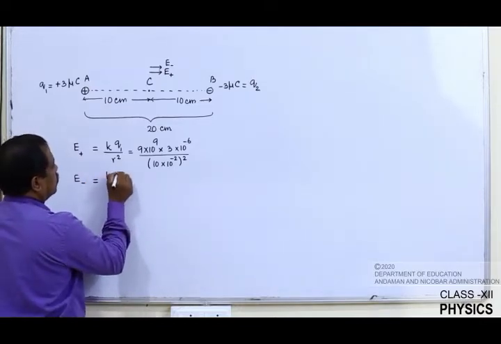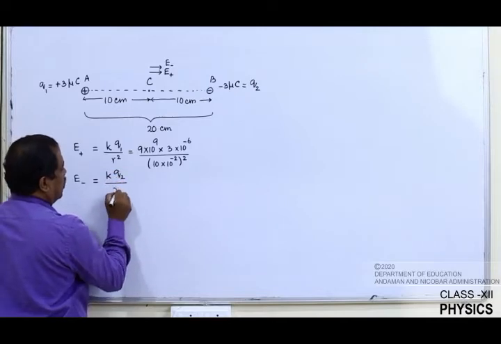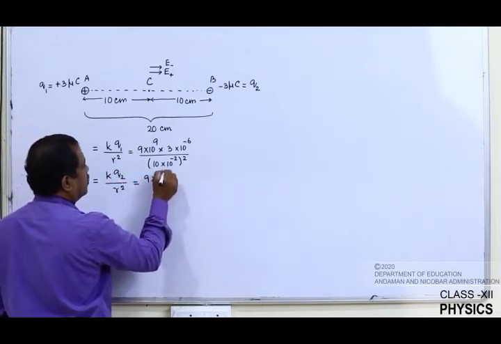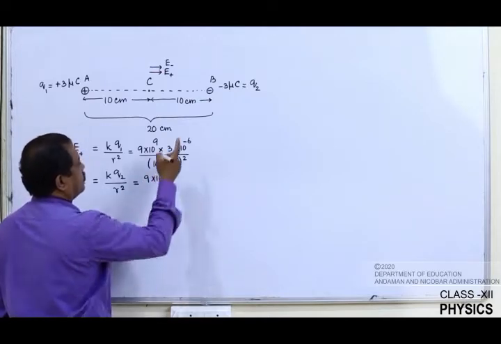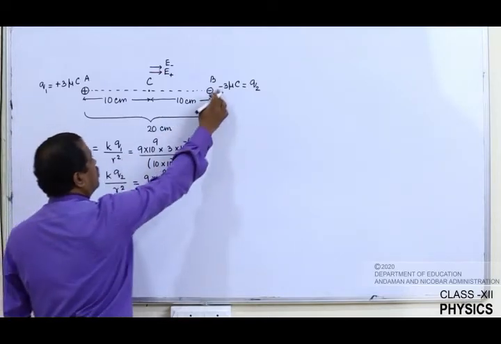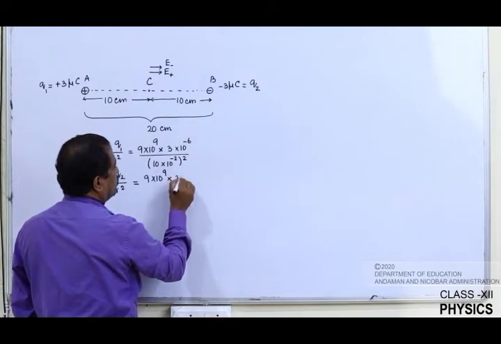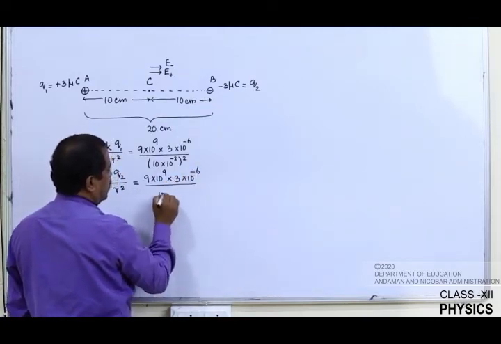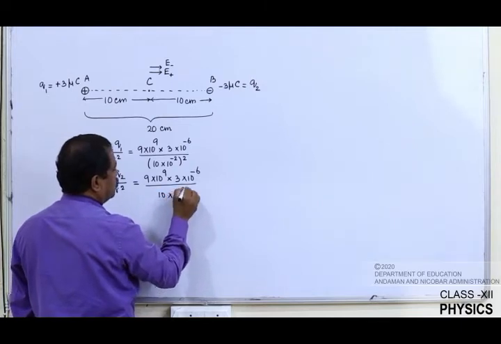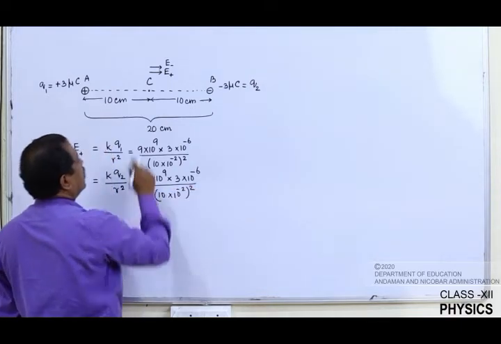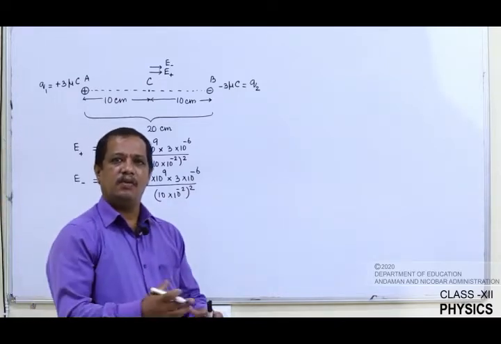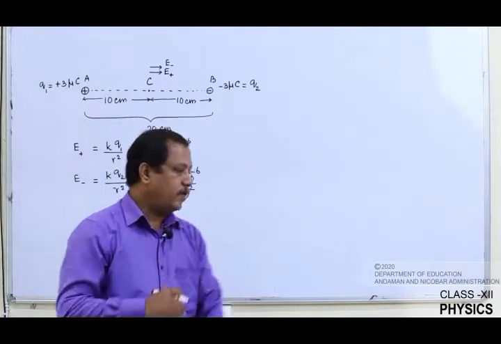This gives out K into Q2 by R square, which works out to be 9 into 10 power 9 into, I am trying to calculate magnitude, I am not going to consider the sign. So this happens to be 3 into 10 power minus 6, and the distance is the same, so 10 into 10 power minus 2 whole square. The total electric field at C is the sum of the two electric fields. So similarly, these two are magnitudes, and I am going to find the sum of the two.